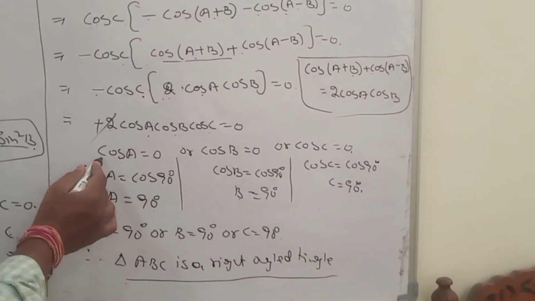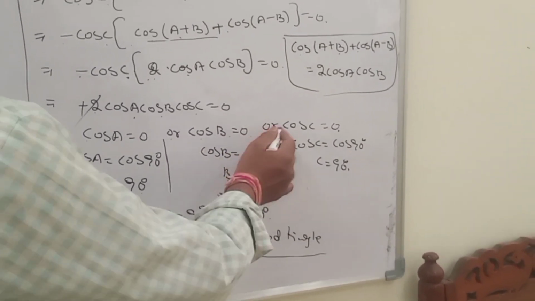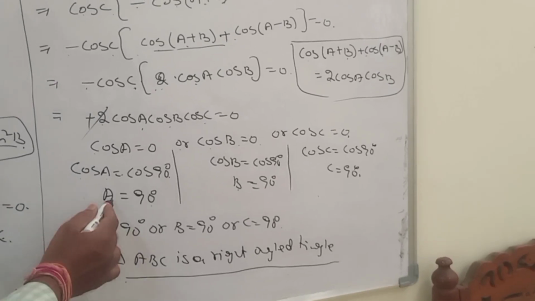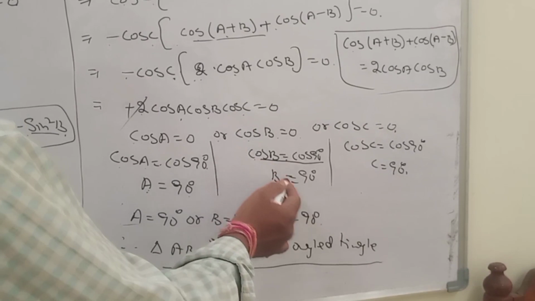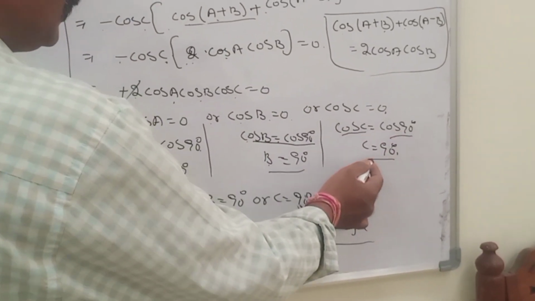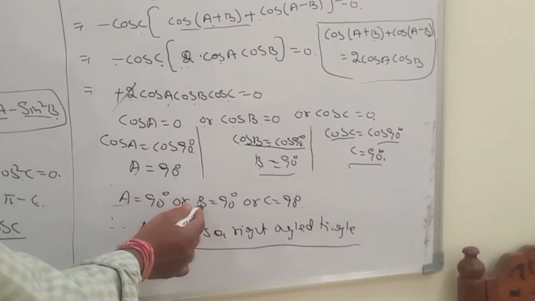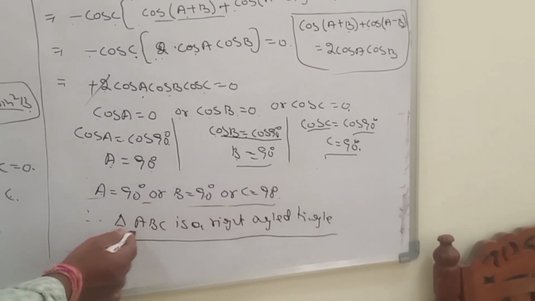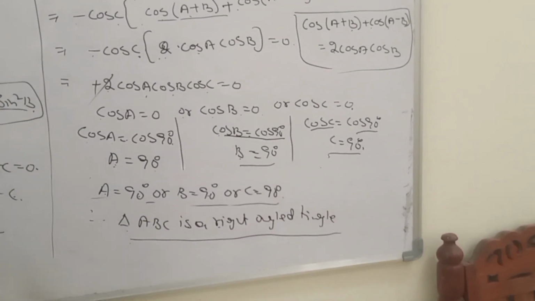This 2 cancels. Cos A is equal to 0 or cos B is equal to 0 or cos C equal to 0. Cos A is equal to cos 90 degrees, A is equal to 90 degrees. Cos B is equal to cos 90 degrees, B is equal to 90 degrees. Cos C is equal to cos 90 degrees, C is equal to 90 degrees. A is equal to 90 degrees or B is equal to 90 degrees or C is equal to 90 degrees. Then triangle ABC is a right angled triangle. Hence the conclusion.